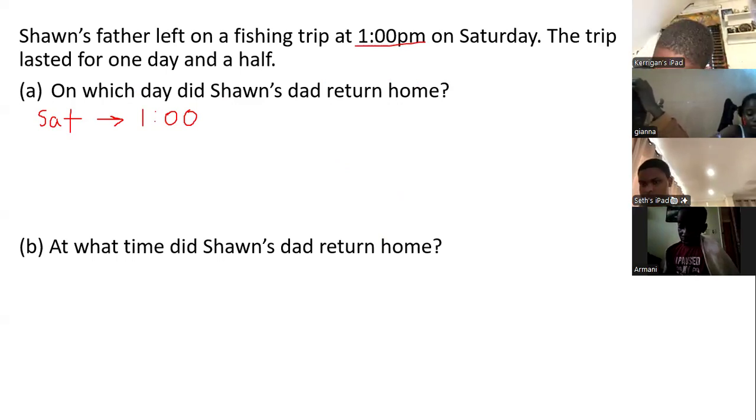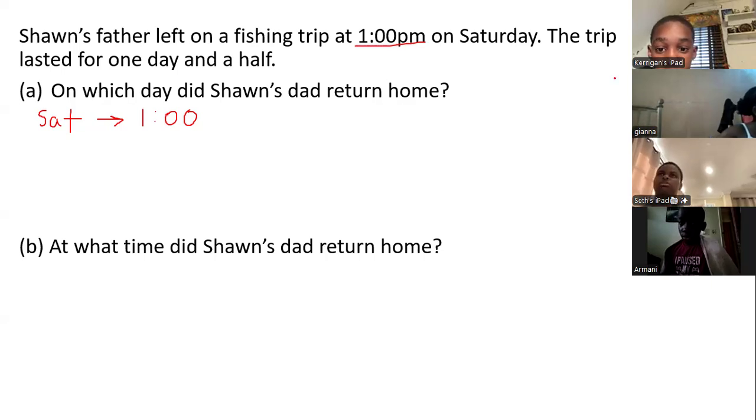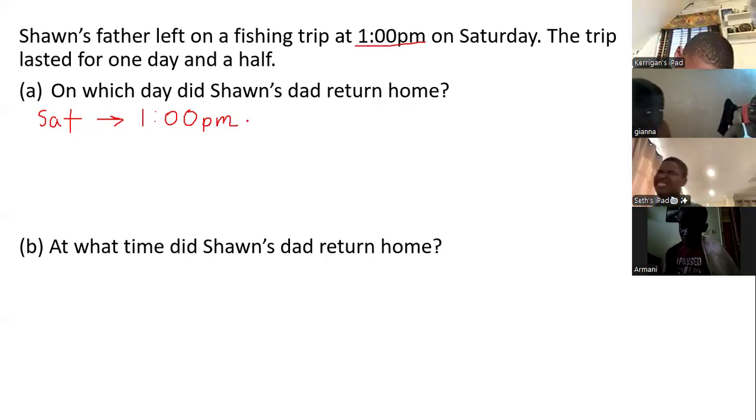So if we could break 24, we could break 24 into what? 2. We could break it into 2 parts. So 24 is 12 plus 12, right? So it's 1 p.m., 1 o'clock p.m., right? So what do we know?